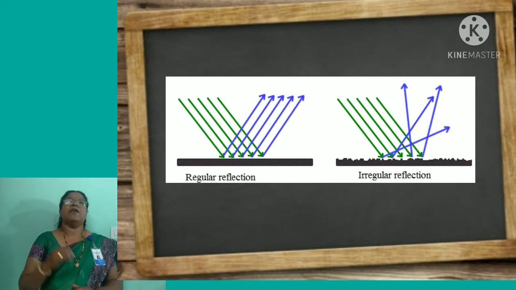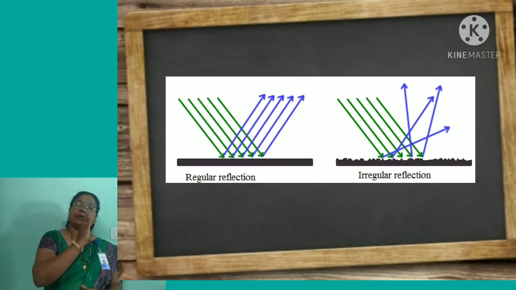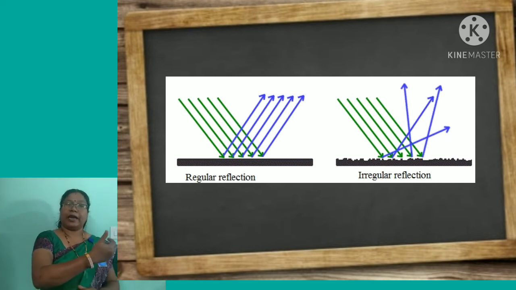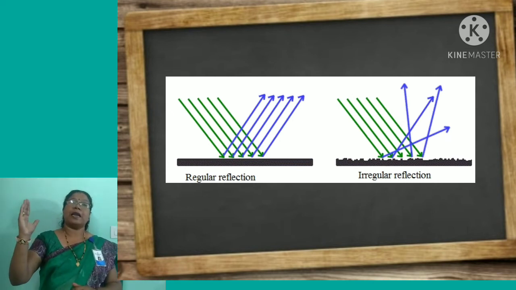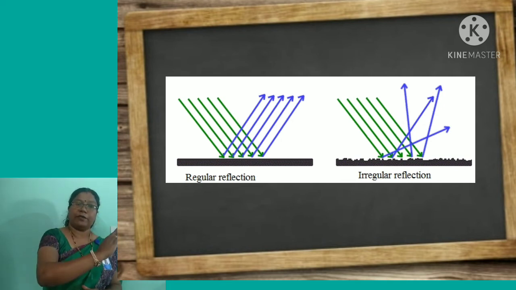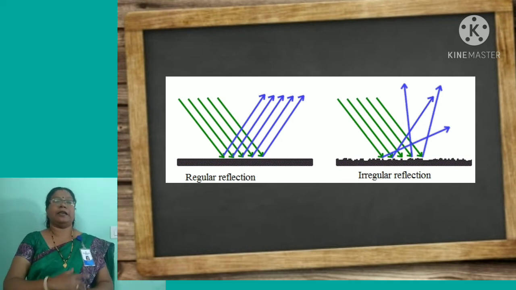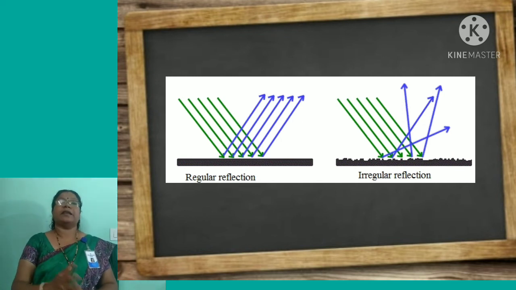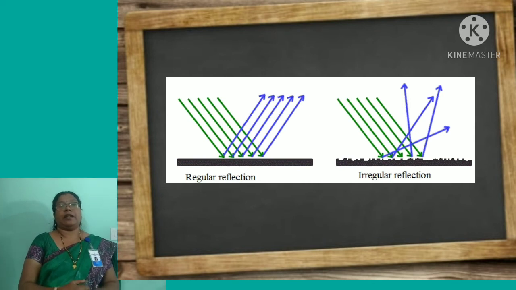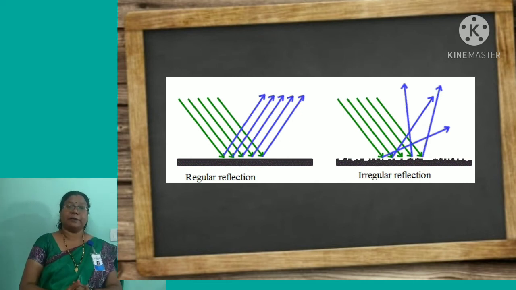Regular reflection means when a light ray falls on a smooth surface, then the light ray comes back in parallel. When parallel rays of light fall on the smooth surface, they reflect back parallelly. That is shown in the figure. This type of reflection is known as regular reflection. Then another thing is irregular reflection. When light falls on hard or rough substances, this light will be reflected everywhere. That type of reflection is known as irregular reflection.